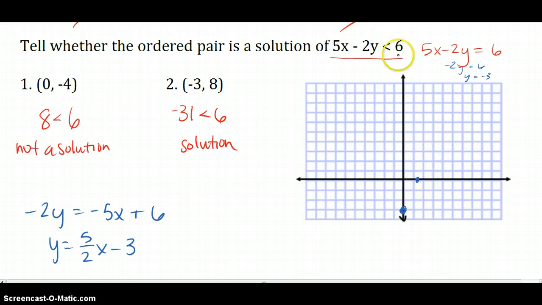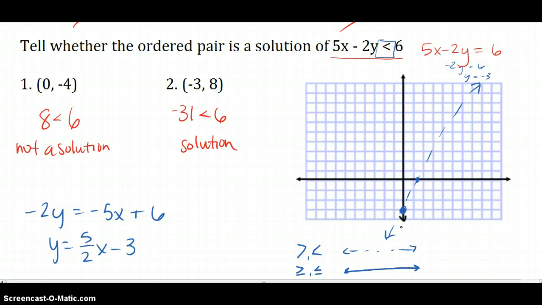Now here's the trick. Look at your inequality. If it's greater than or less than, you have a dotted line. And if there's an or equal to, then it's a solid line. Because if it's or equal to, it can equal that, so you can have a solid line. Here we just have less than, so we have a dotted line going through these dots.